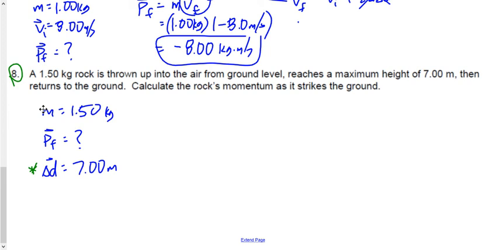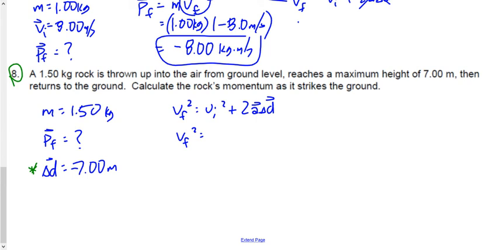Okay, I think what I want to do here to find VF is to say VF squared is equal to VI squared plus 2AD. Oh, you know what I think I'm going to do? Since I want to find the speed as it reaches the ground, I'm going to make my displacement -7, and analyze not the trip up, but the trip down. Does that make sense? Okay, so VF is what I'm looking for there.